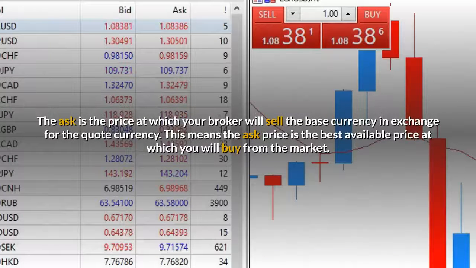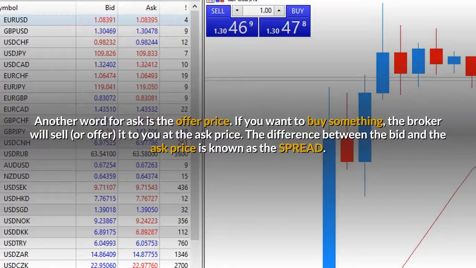The ask is the price at which your broker will sell the base currency in exchange for the quote currency. This means the ask price is the best available price at which you will buy from the market. Another word for ask is the offer price. If you want to buy something, the broker will sell or offer it to you at the ask price. The difference between the bid and the ask price is known as the spread.